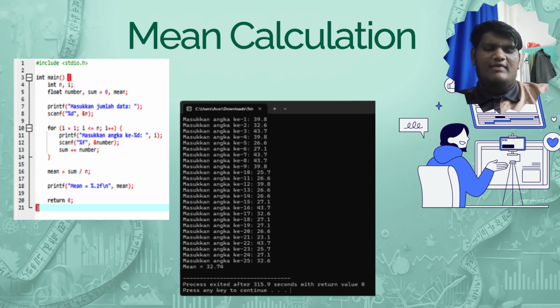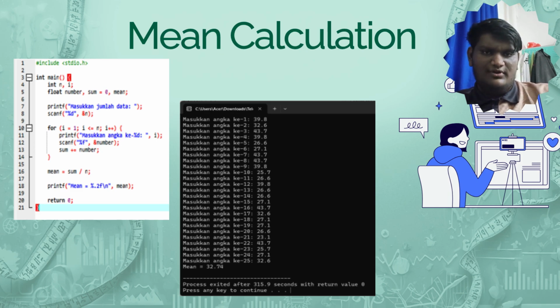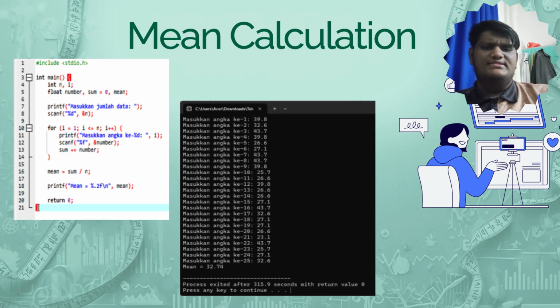Alright, now I will talk about the mean and average calculation. The mean and average calculation program is used to compute the average value from a set of numerical data, a fundamental step in descriptive statistics. First, how many data entries do you have?